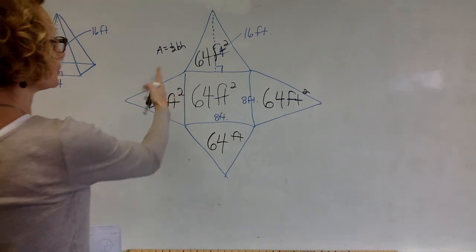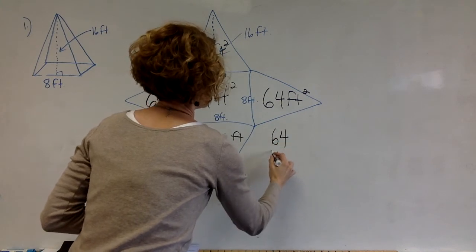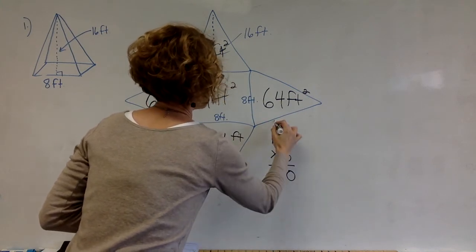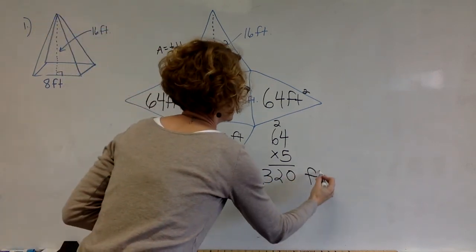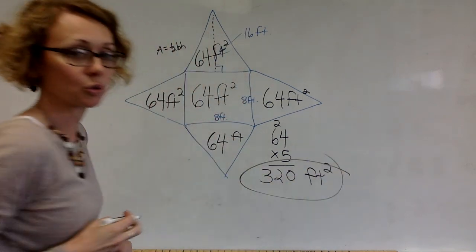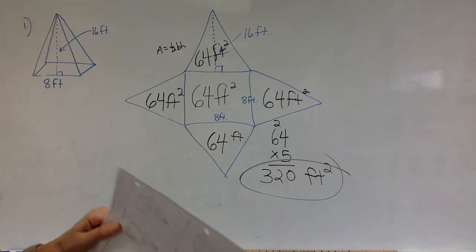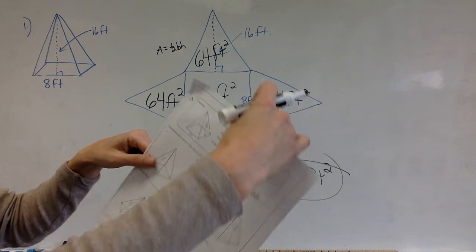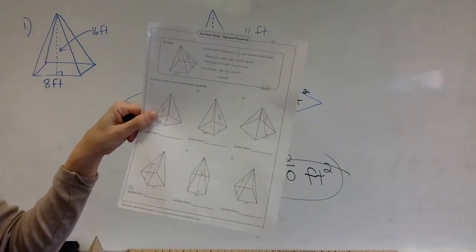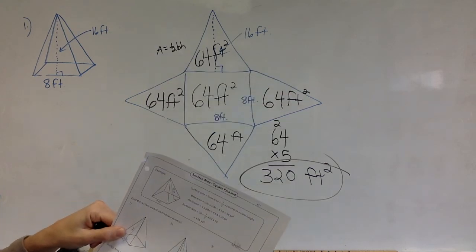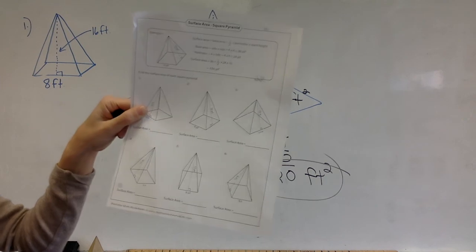So I could add all those up, 1, 2, 3, 4, 5, or I essentially could just say 64 times 5. And I know that my total area would be 320 square feet for the surface area of this square base pyramid. So what I'd like you to do is this assignment, 1 through 6, where you draw me the 2-dimensional flat pattern that looks just like that one for all 6 of those shapes. Okay, good luck.